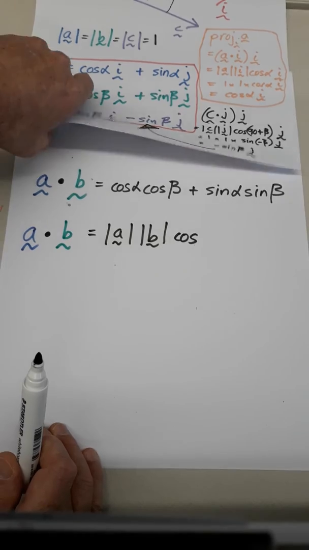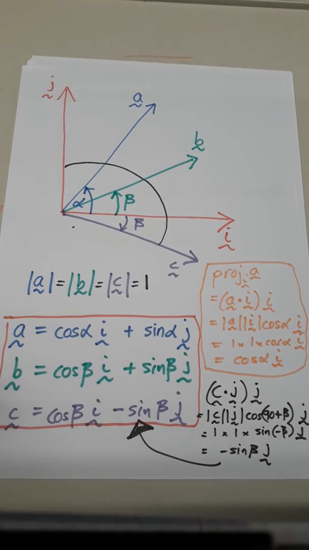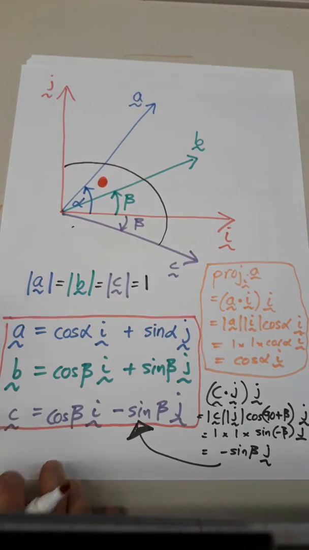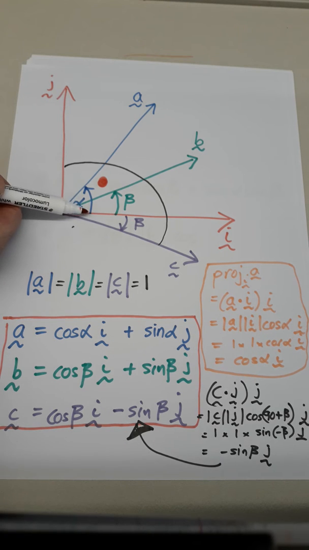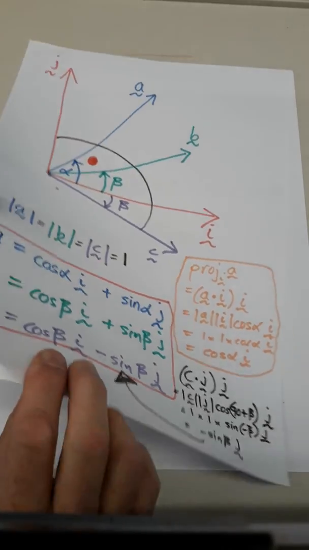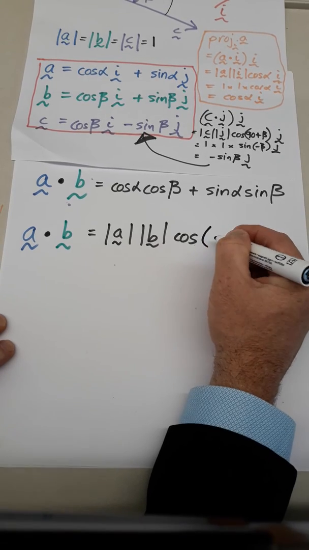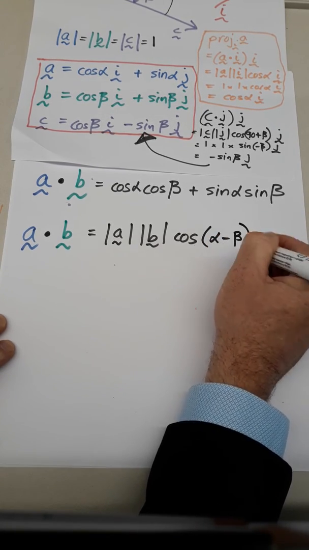Now between A and B, let's just have a look back on our diagram. What's the angle here between A and B? I'll put a red dot there on the angle I'm talking about. That's the angle between A and B. Well, if you think that it would be alpha but take off beta, you'd be right. That in there is the angle alpha minus beta. So let's go back here. Cos of angle alpha minus beta.